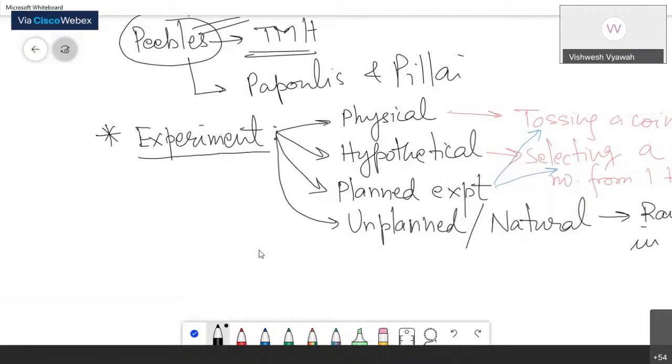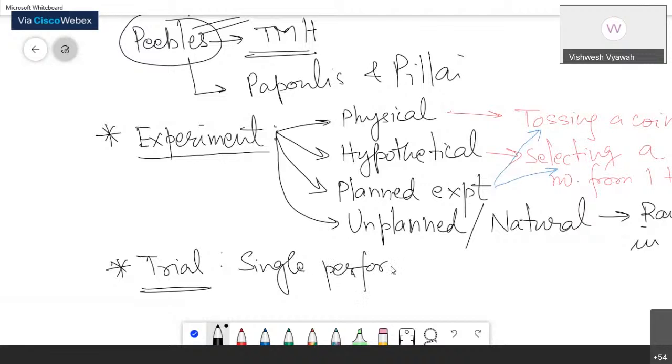So the first thing is the experiment. The second most important thing is the trial. Okay, what is a trial? A trial is a single performance of the experiment. So you throw it once, you toss a coin once, right? If rains have taken place in the month of July, we can talk about it as a single trial.